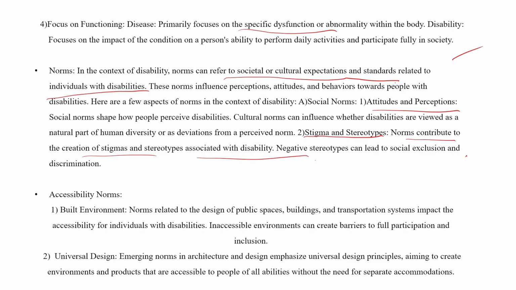So, before I move further, why did I ask you to remember the term societal and cultural expectations or standards, right. What do I mean by this? Let me take an easier way of thinking for you to understand this.